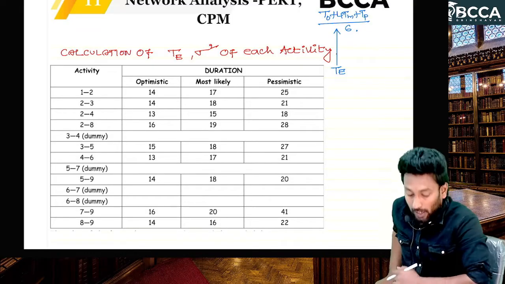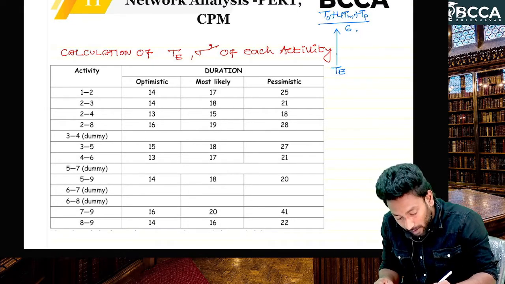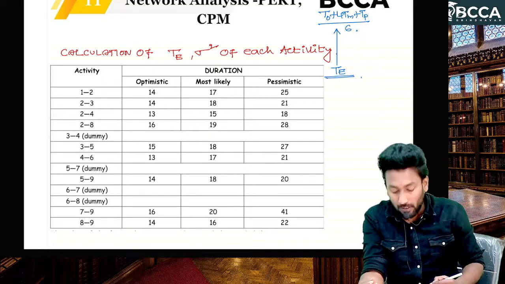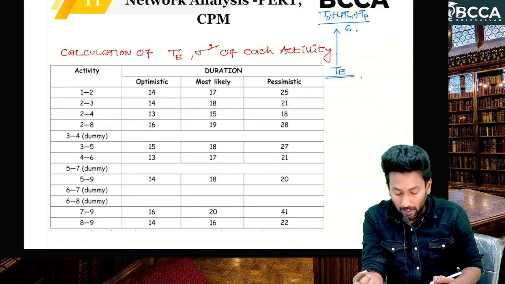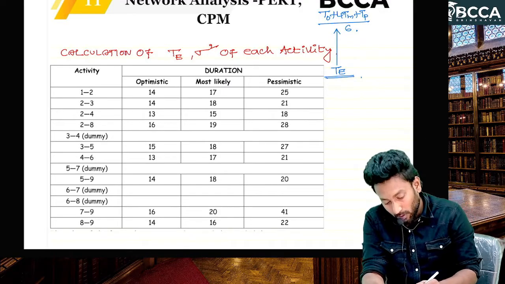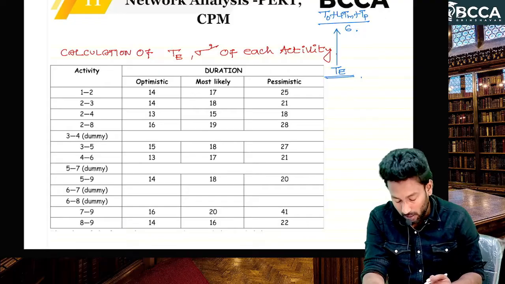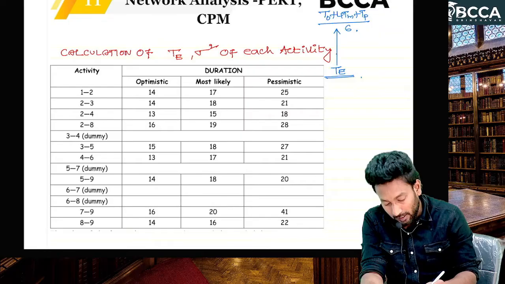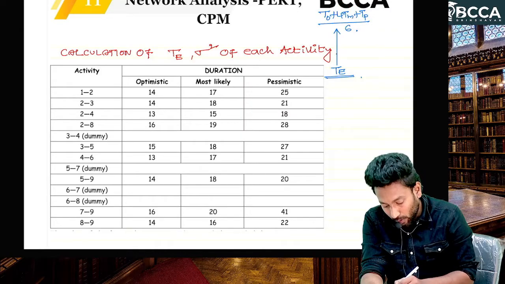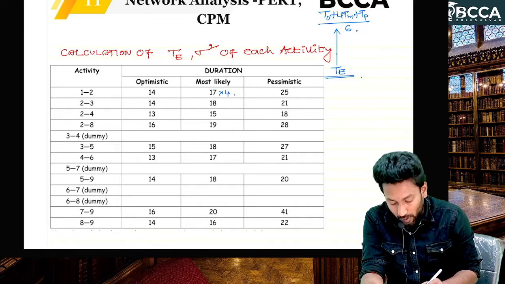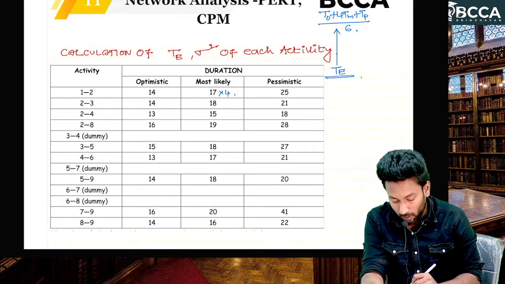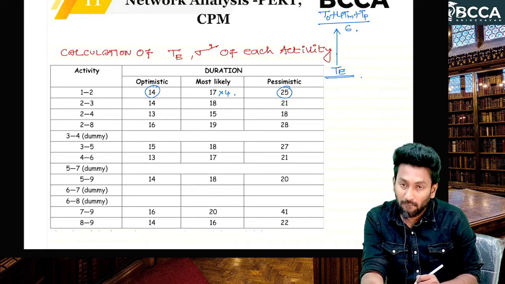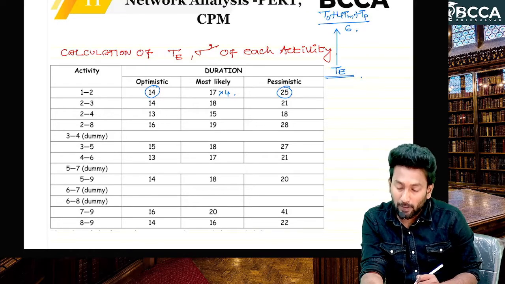Okay, now we have to calculate the expected time TE for each activity, sir. The formula for expected time is TP plus 4TM plus TO divided by 6. So take your calculators. First of all you have to calculate the 4TM part, 4 into 17, plus 25 plus 14, divided by 6.